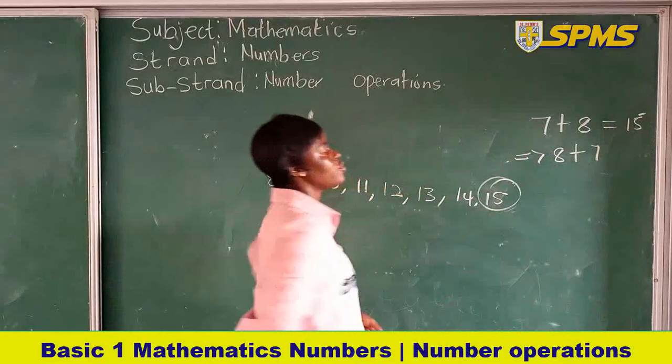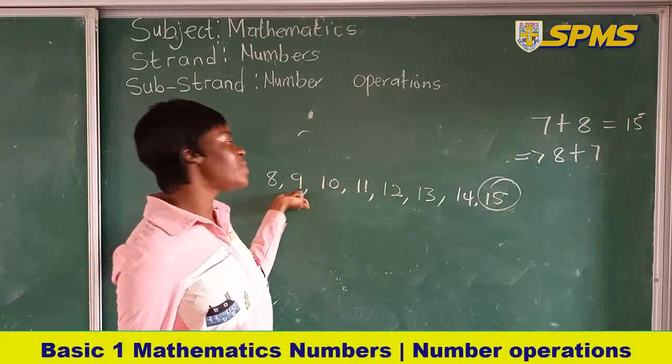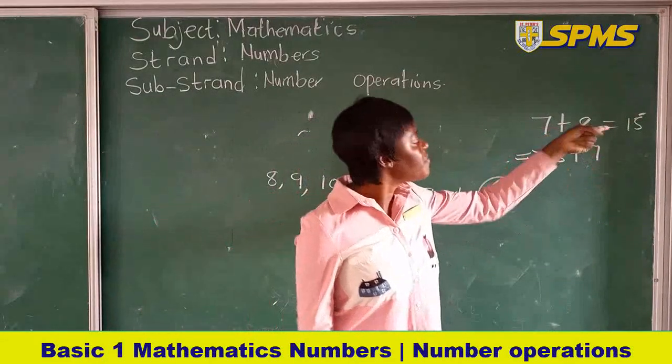The last number you stop at, that's the answer. So we moved 8 places, and we got 15. So 7 plus 8 is 15.